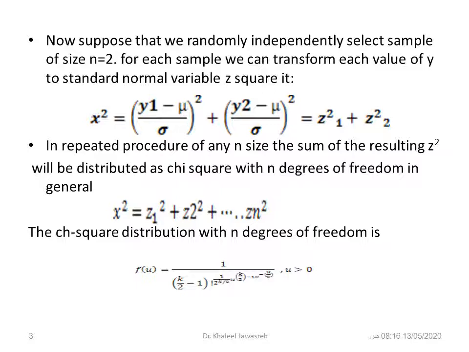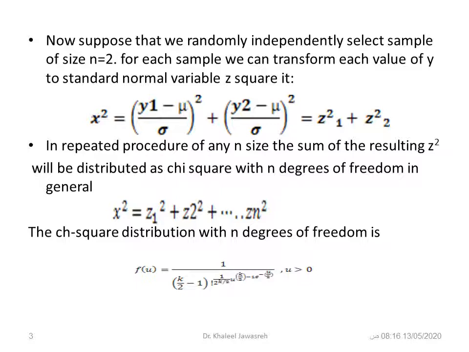In general, you can see chi-square, x square, equal to z1 square plus z2 square plus z3 square up to zn square. So this is the general formula for finding the chi-square. So the chi-square distribution with n degrees of freedom will be f(u) equal to 1 over this component, and here we use u in the denominator, as you see, where u should be greater than 0.